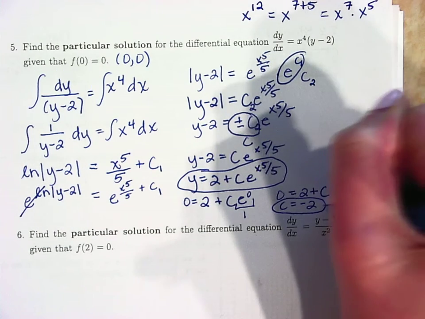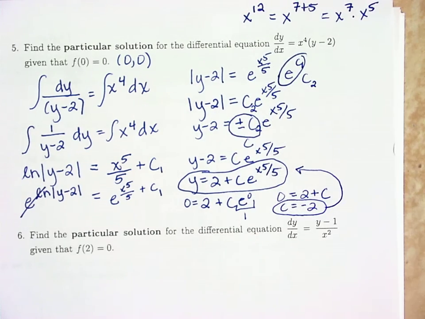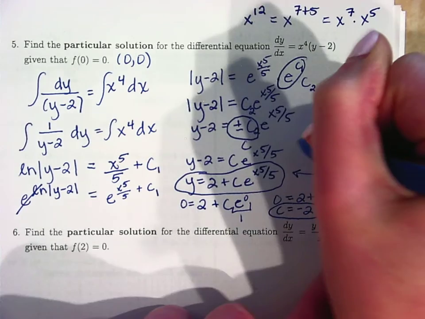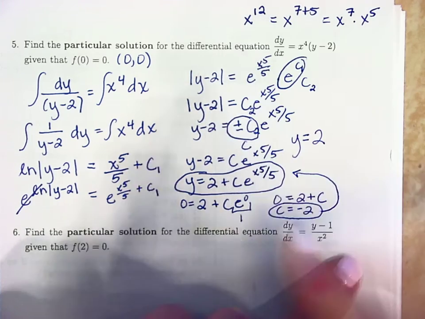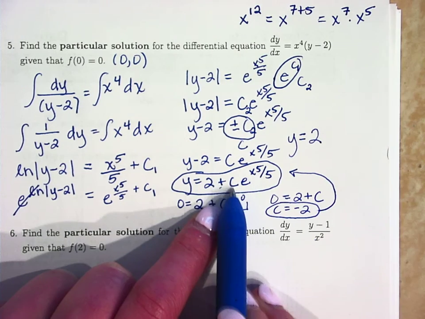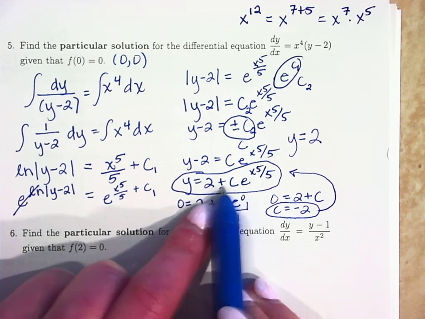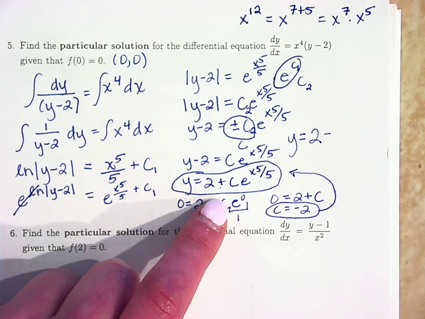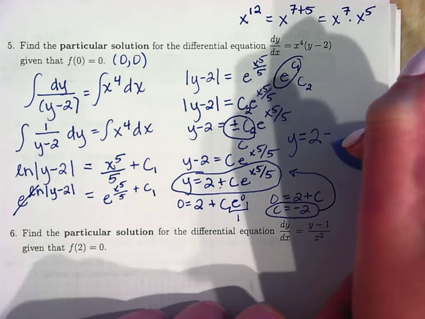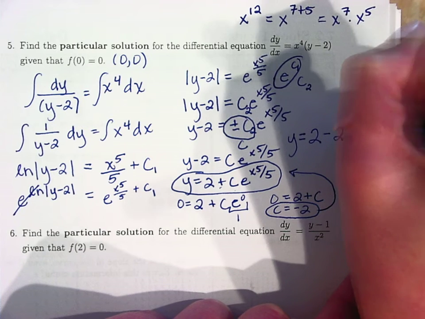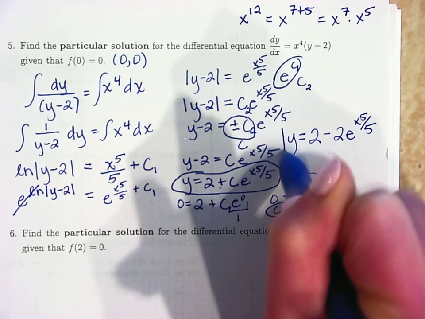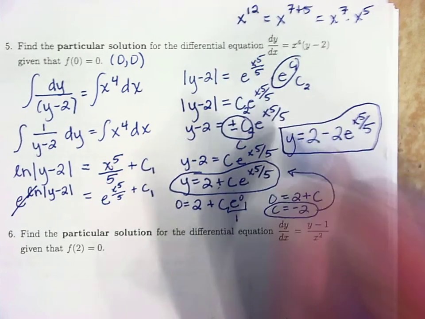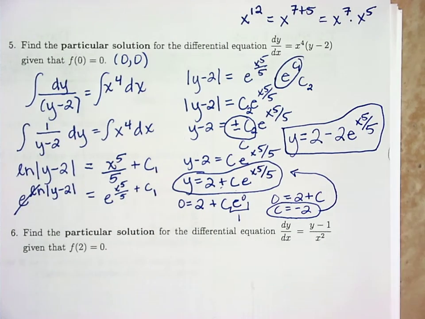Final step, plug c back into the general solution to get my particular solution. So now I have y equals 2 plus, but c is negative 2, so plus negative is the same thing as minus. So 2 minus 2e to the x to the 5th over 5. Okay, so there we have that.